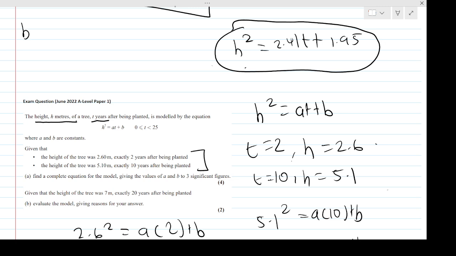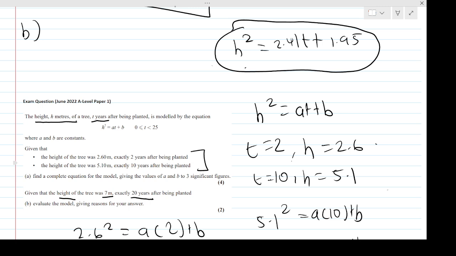Then it says for part B, I'll do it up here. Given that the height of the tree was 7, exactly 20 years after being planted, evaluate the model. So again, this is quite common. This basically makes us scrutinise how correct or valid the equation is for the model. So we get given some data, some numbers, right? And we need to put these numbers into the equation to see how close it is to the true answer. So it told us the height is 7, 20 years after.